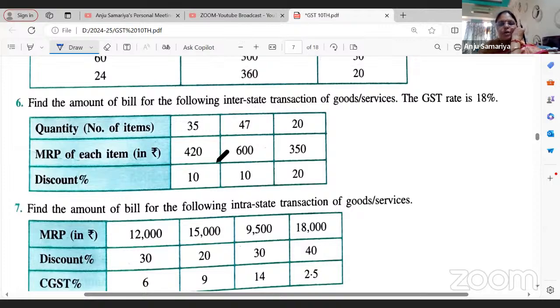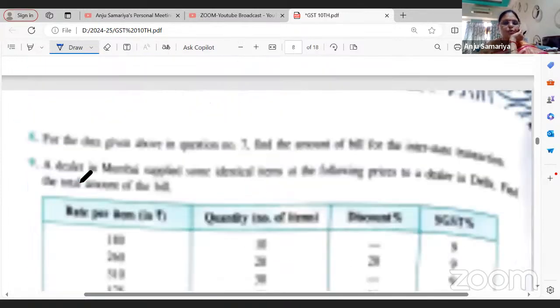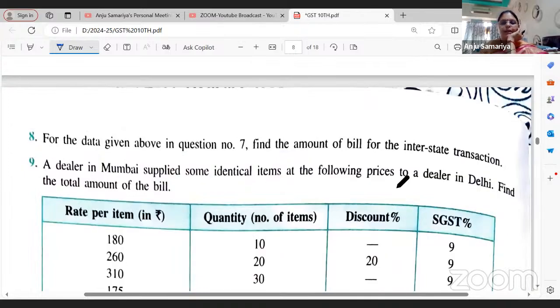या फिर आप ऐसा करो, discounted price निकालो, then you find the tax also. So you find the tax for the total price for one item, and then you multiply with 35. Same. हाँ, got it? Yes. Okay, question number 7 is also your homework. Now question number 8.